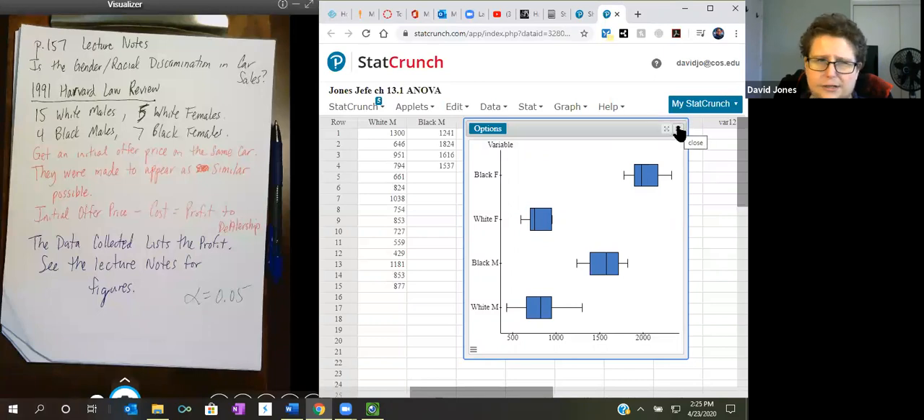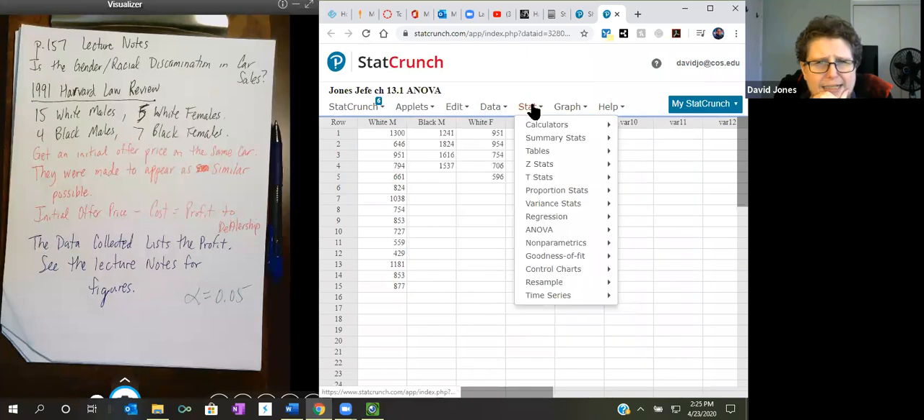So it looks like there's discrimination. More on race than gender, although it looks like there's some discrimination in gender between black males and females. The white males and females tend to be in the same region. In fact, it looks like white females are getting the best deals.